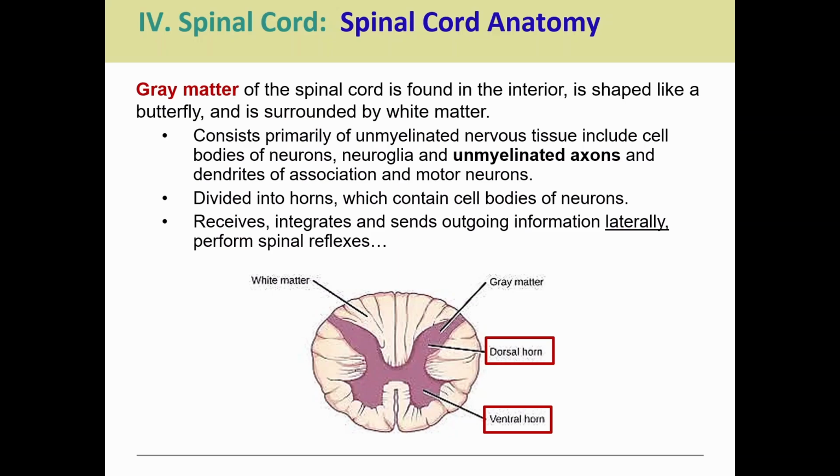So again, the gray matter, just like the gray matter in the brain, we are going to receive, integrate, and send out signals. This also includes the spinal reflexes, where we are not sending that information to the brain. We are processing it and sending out an output directly from the spinal cord.